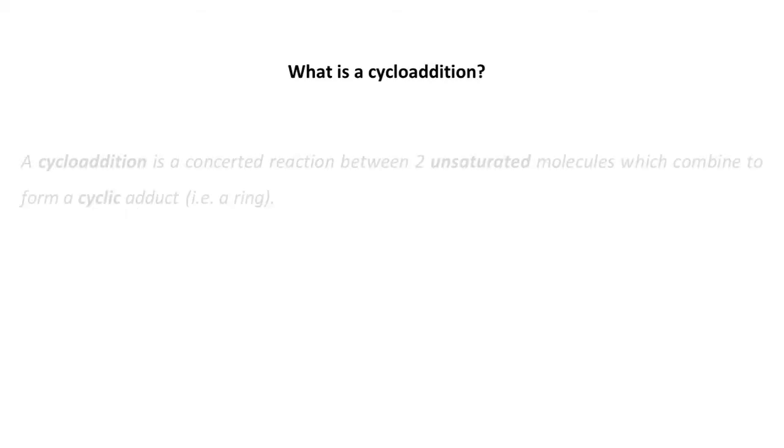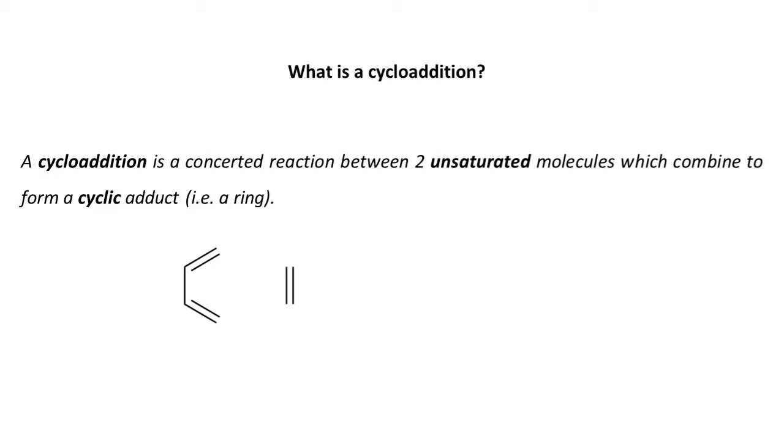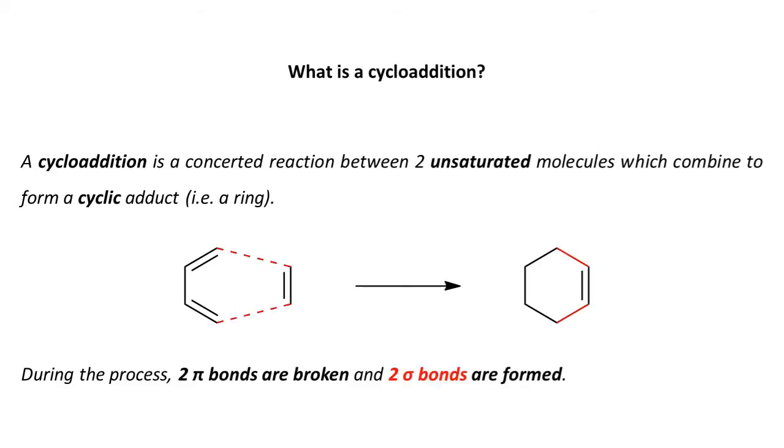So, what is a cycloaddition? A cycloaddition, as the name suggests, is a concerted reaction between two unsaturated molecules which combine to form a cyclic adduct. During the process, two pi bonds are broken and two sigma bonds are formed.